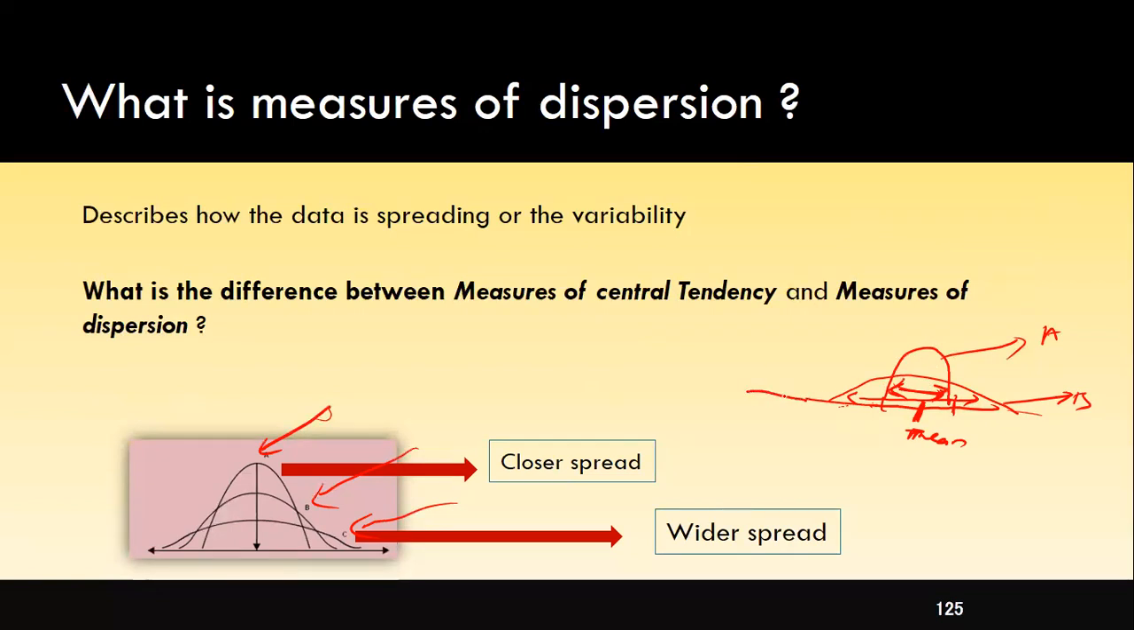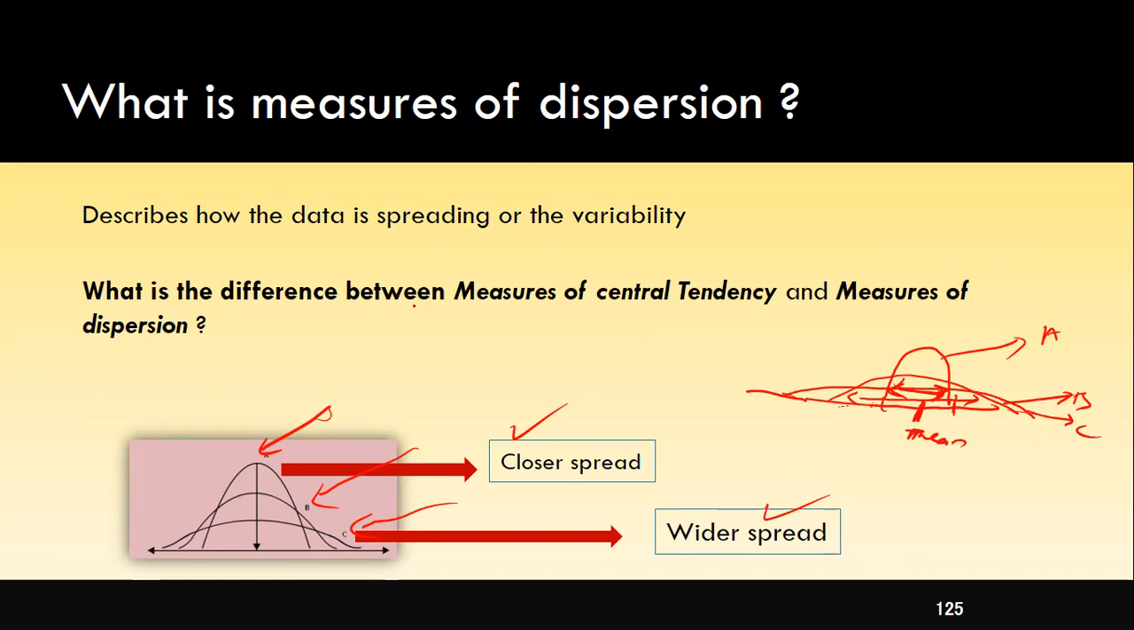And I have another data set, and if you see that data set, it is much wider than this. This is C. So as part of measures of spread or dispersion or variability, we want to understand how close the spread is or how far the spread is. Is it too wide or too close? What am I going to do by knowing whether it is a closer spread or a wider spread? That we'll discuss a little later.